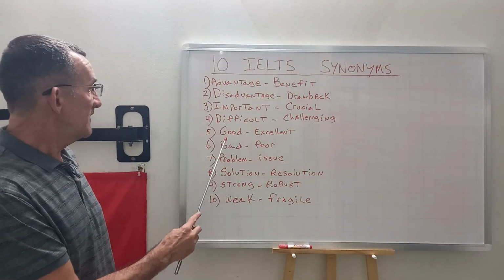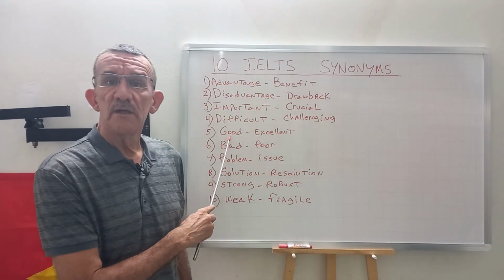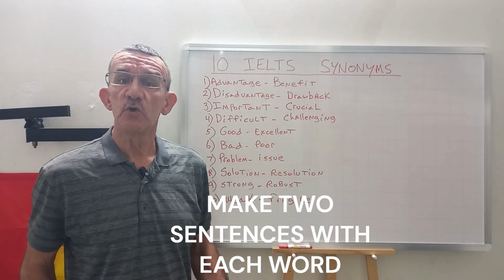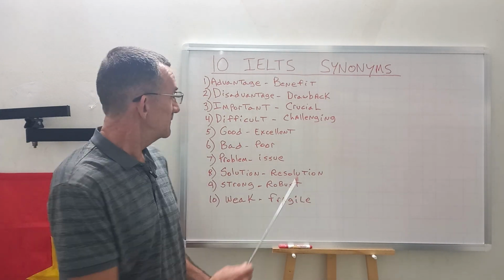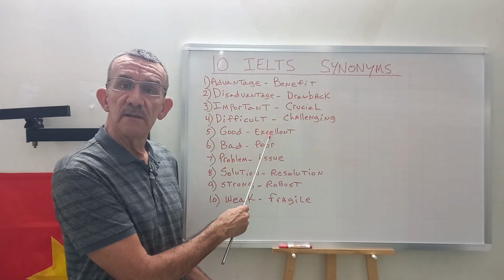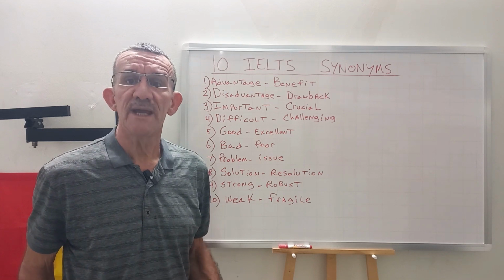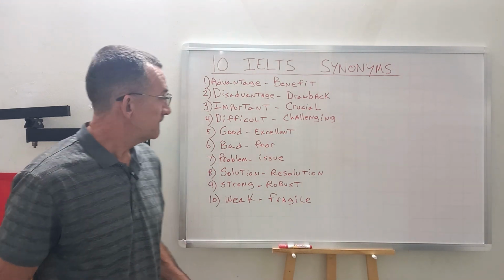Okay? Five, good. It was a good party. Synonym, excellent. It was an excellent party.